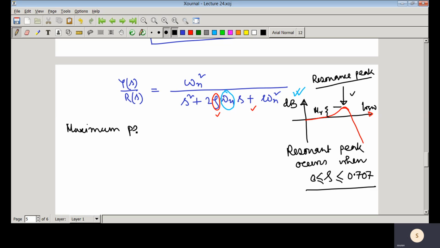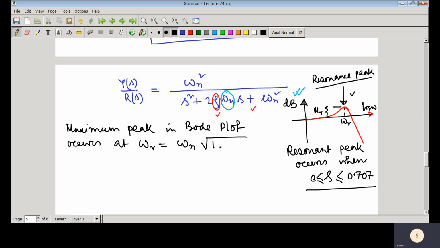Again I am telling you, this peak is in the frequency domain, and we are discussing the closed loop frequency response. The maximum peak in the Bode plot, which we have drawn for the closed loop transfer function, occurs at this particular frequency, omega r. This is not the natural frequency. This particular frequency is called the resonance frequency, and it is related as omega n times square root of 1 minus 2 zeta square. This frequency is not the natural frequency, and this is the relationship.